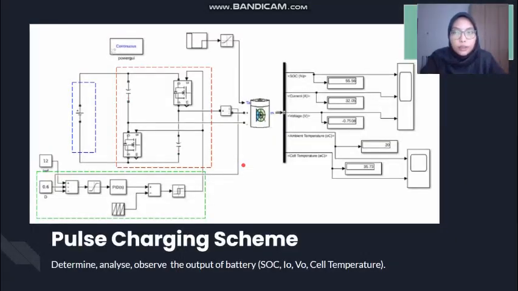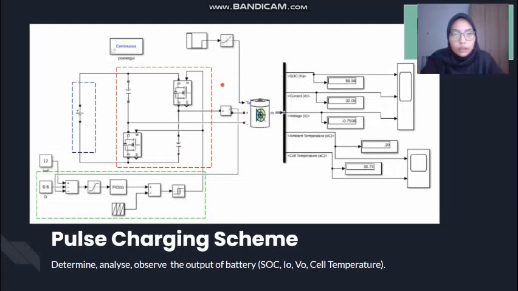This simulation is made to determine, analyze, and observe the output of the battery, which is SOC, state of charge, output current, output voltage, ambient temperature, and cell temperature. Ambient temperature will be constant at 20 Celsius. So this fast charging scheme is designed for a 10 ampere hour lithium-ion battery.